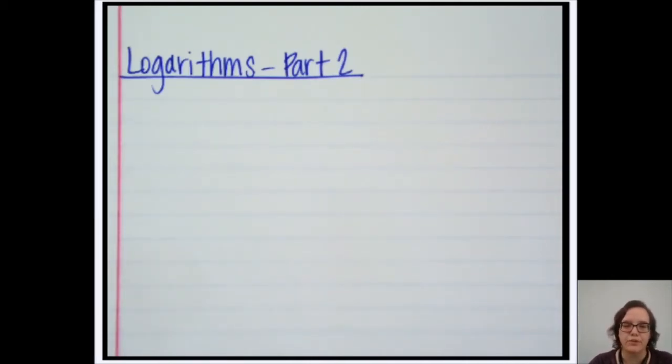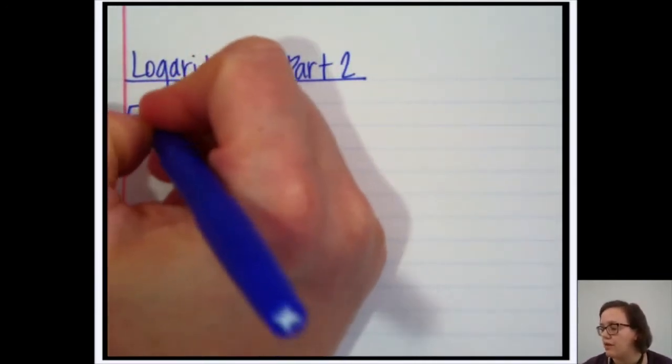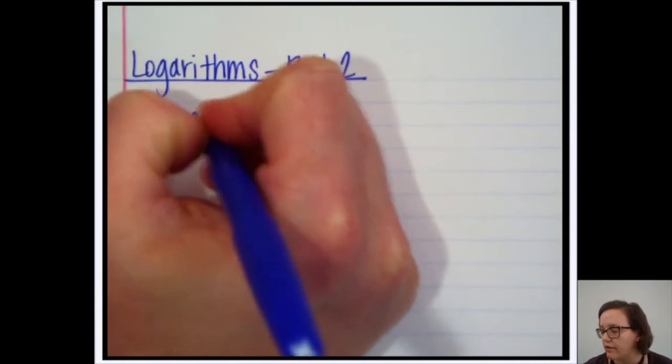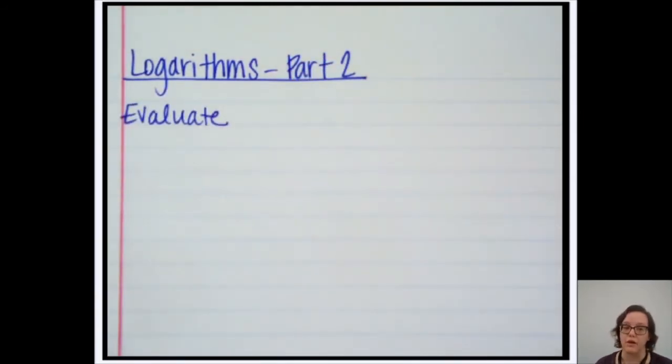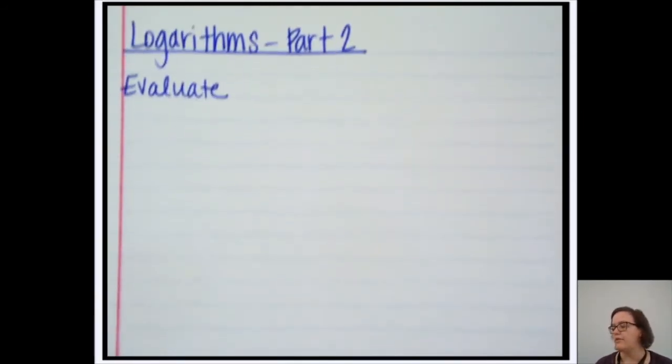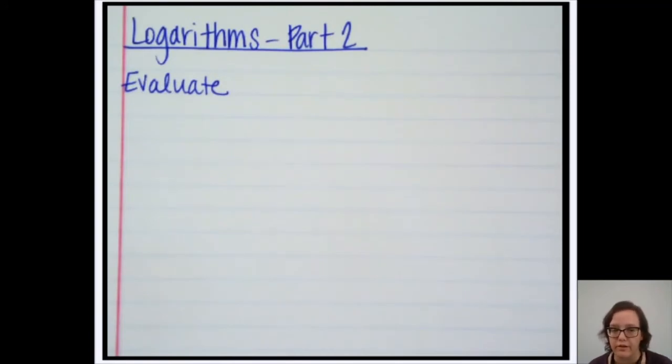In part two, we are going to evaluate, and we're going to do that with a calculator and not a calculator. So first we're going to start with not a calculator. This is where your power chart is very useful. If you don't have that pulled up, you might want to do that. If you have a way of printing that, that'd be best, or taking a picture of it, or writing it out yourself. Those are some different options you can do.